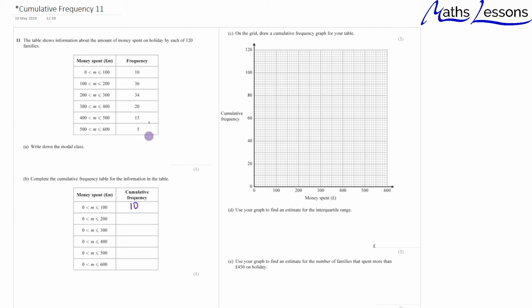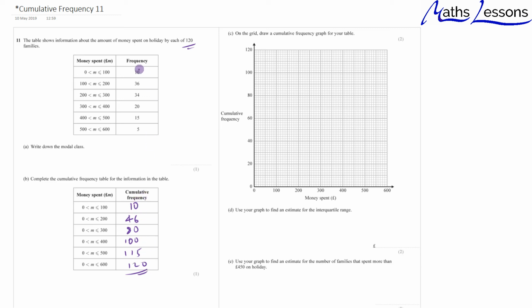Simply, all you're doing, the clue is in the word cumulative, is adding them up as you go along. So add 36 onto 10, you get 46. Add 34 to 46, you get 80. Then we get 100, 115, and 120. And if your numbers don't add up to the same as the total number, then you've made a mistake. So always check.